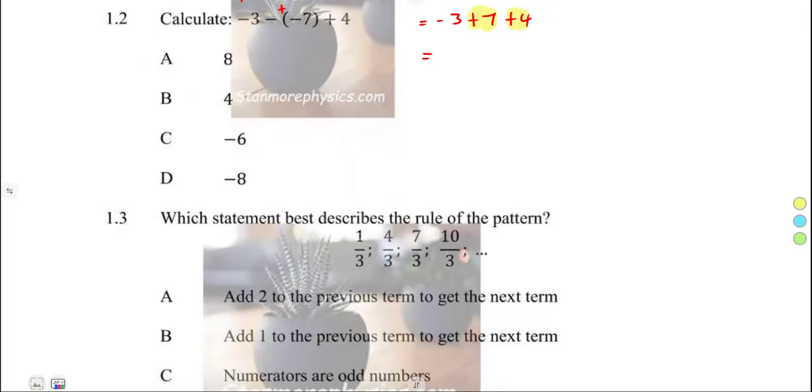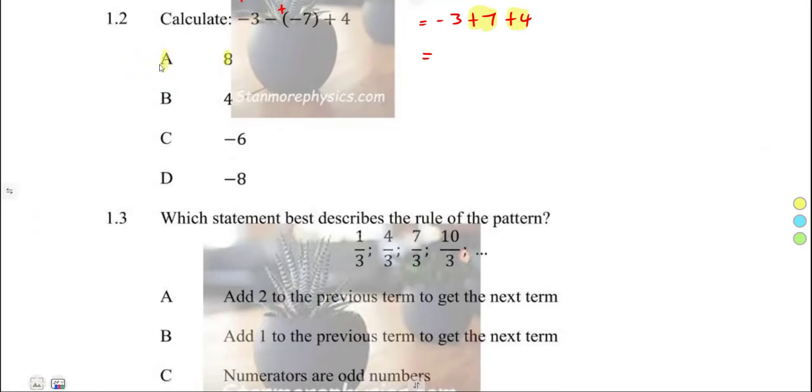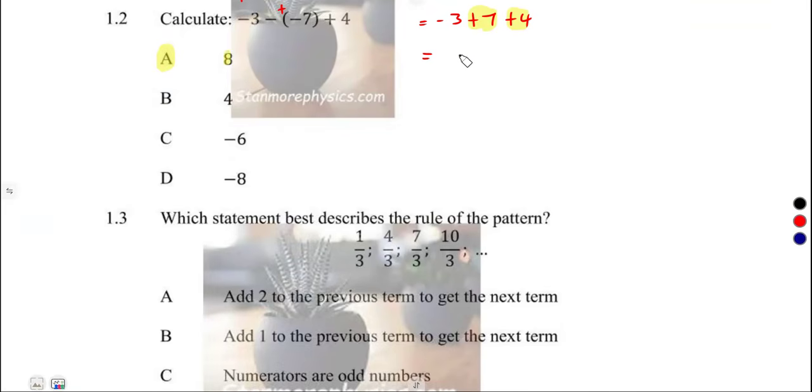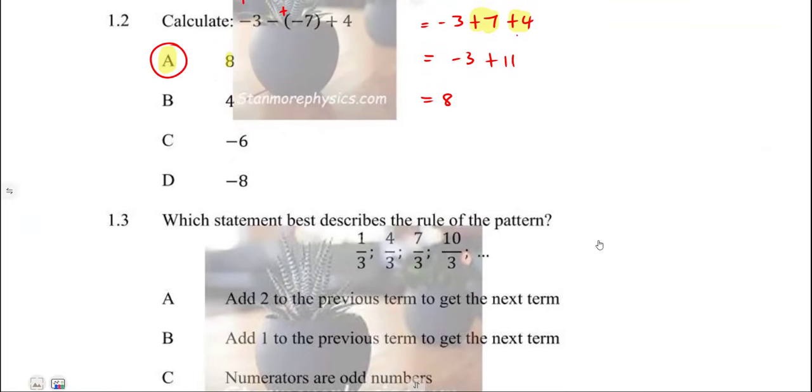You can just use your calculator to simplify everything. Minus 3 plus 7 plus 4 like this. That was going to give us an 8, which is on A. Or you can simplify, like I said here. If you add 7 and 4, that was going to give us 11. Then 11 minus 3 is 8. As we can see, we obtain the same answer, which is 8. So the best answer was going to be A.